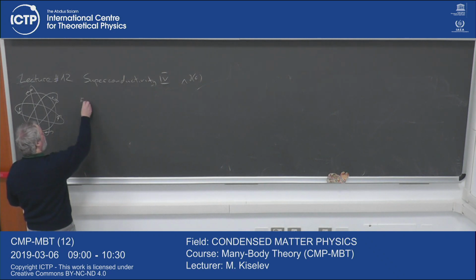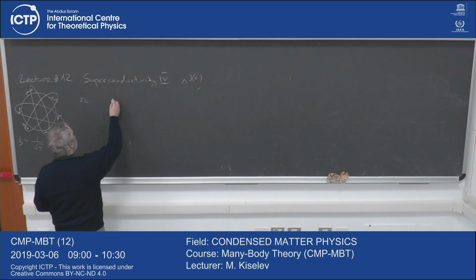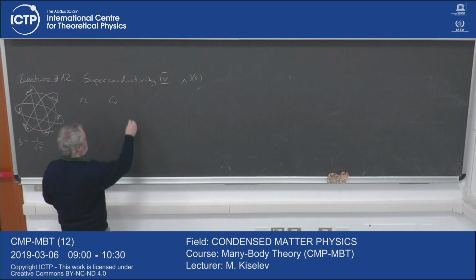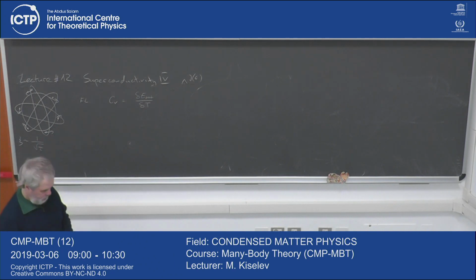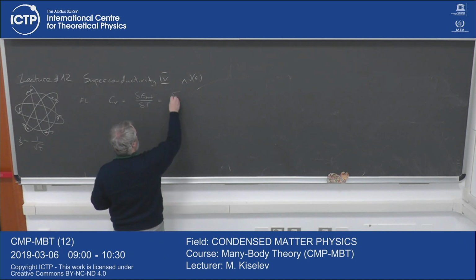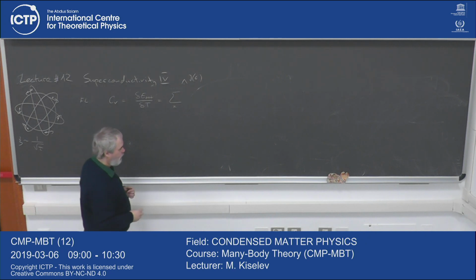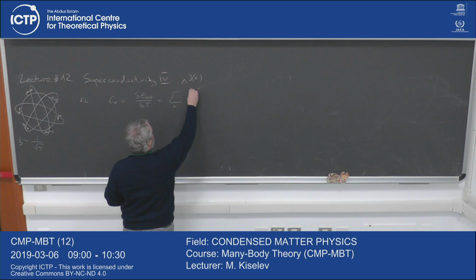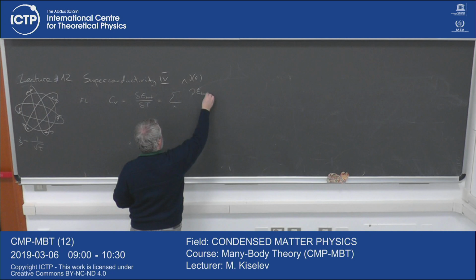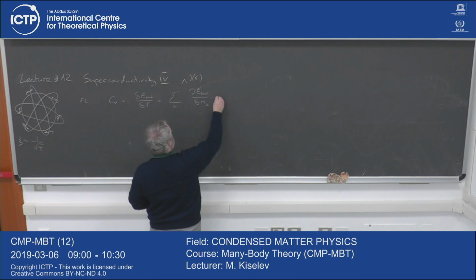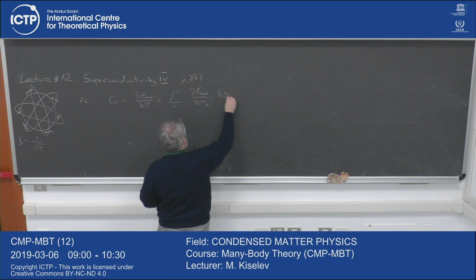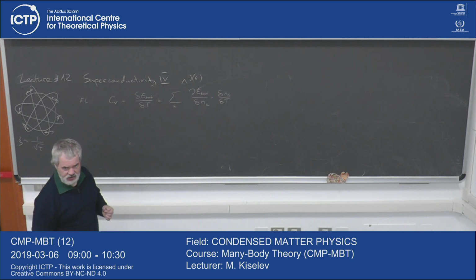Suppose we have a Fermi liquid. So the specific heat CV is associated with delta E total over delta T. The total energy is a sum over k, epsilon k. So I will write dE total over delta nk, this is our excitation energy, times delta nk over delta T. So we need to differentiate the Fermi distribution function.